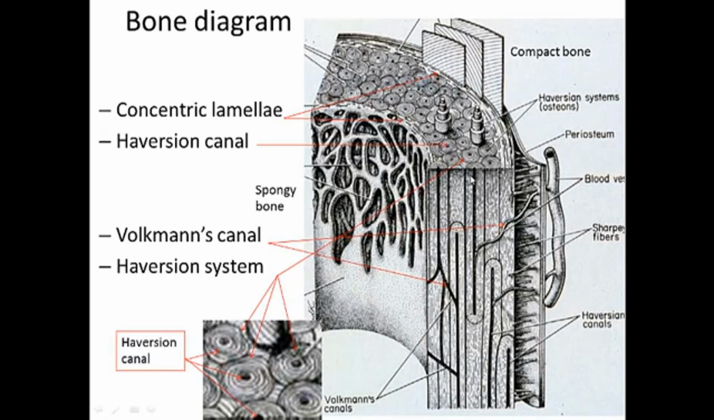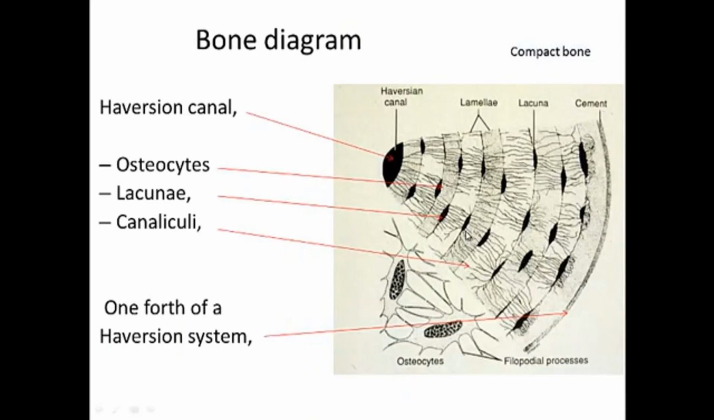And what happens is osteoclasts get together and make a hole, and then the osteoblasts fill in the hole. So here we can see just about a quarter of one, and you can see the Haversian canal, cement line, lacunae, which are the spaces, and lamellae. Canaliculi are the projections between one cell and another, where one cell touches another cell and gets nutrients through the gap junction.